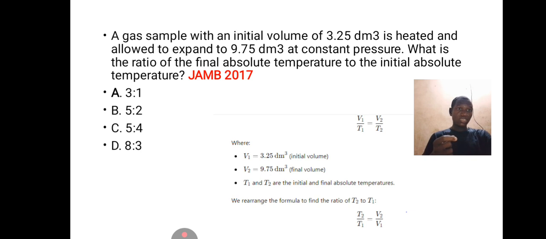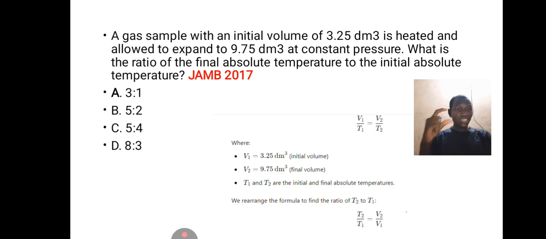Are you getting it now? So temperature, this is Charles' law. So we are asked the final temperature, the ratio of the temperature. Okay, so how do we work this out? We already have all the parameters given, and we have our equation as V1 over T1 equal to V2 over T2. But we are looking at the ratio of the temperatures.